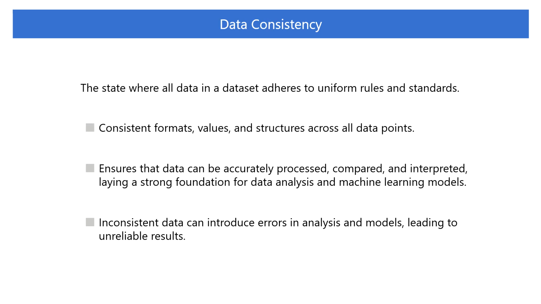Let's start with the definition of data consistency. Simply put, data consistency refers to the state where all data in a dataset adheres to uniform rules and standards. This includes having consistent formats, values, and structure across all data points. Consistency ensures that data can be accurately processed, compared, and interpreted, laying a strong foundation for data analysis and machine learning models. Inconsistent data can introduce errors in analysis and models, leading to unreliable results.